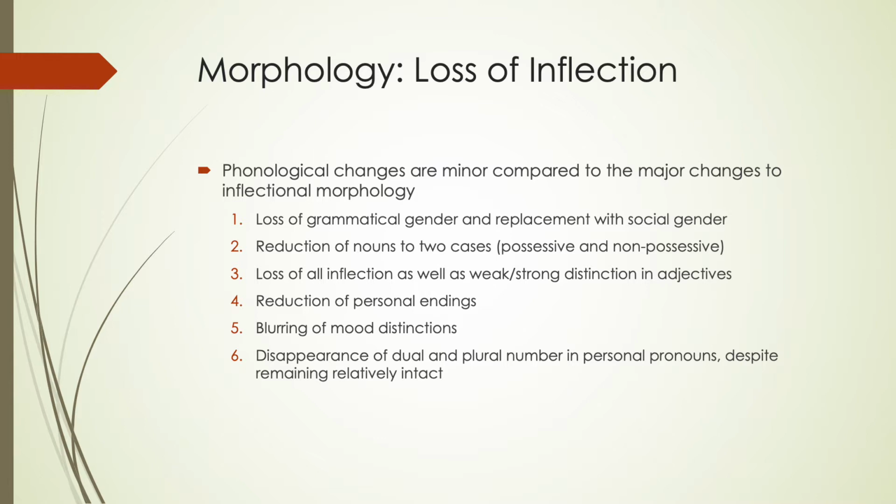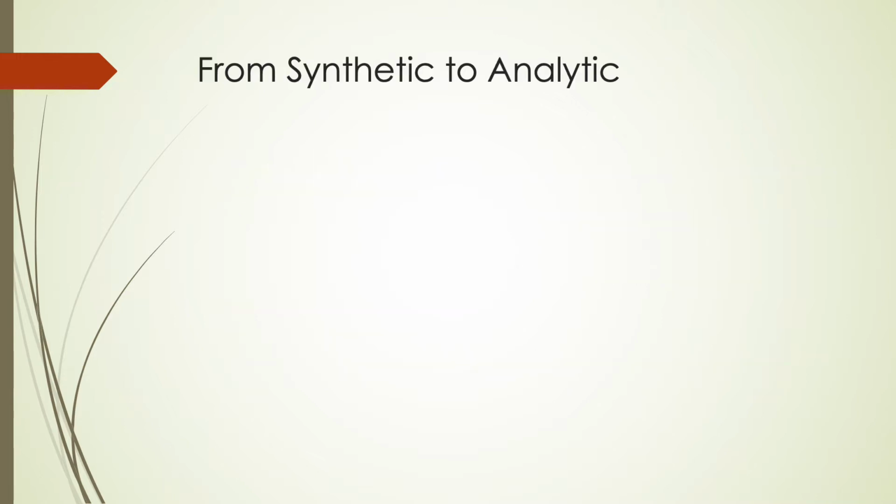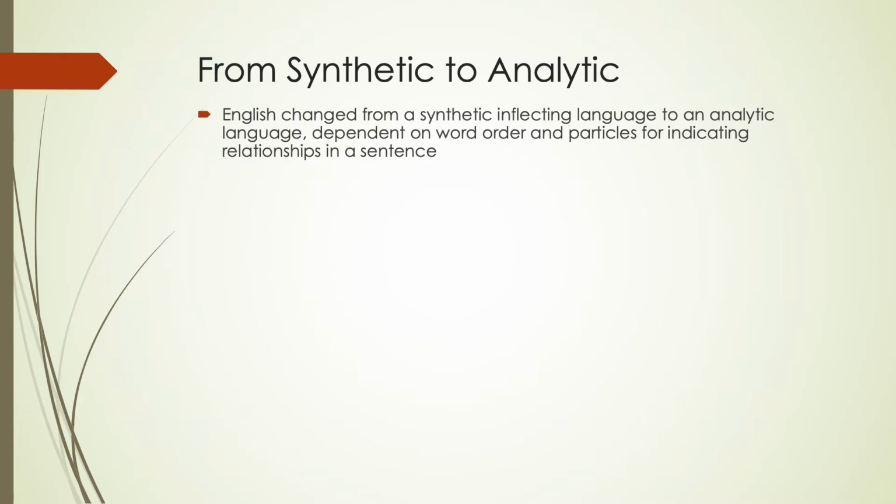And so what is happening during this time period is that we're changing the kind of language that we really are. So we're going from what would have been a synthetic language to a more analytic language like what we see in English today. So English is changing from a synthetic language that has lots of inflections, is marking a lot of things, to an analytic language, which is something that is dependent on word order and different sort of words and particles to indicate the relationships that are happening in a sentence.